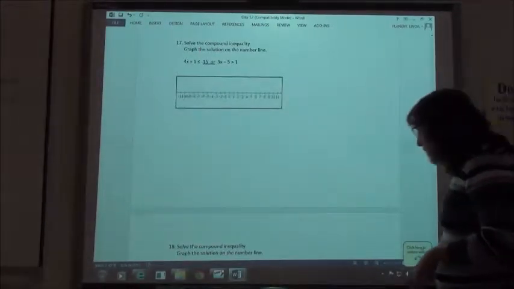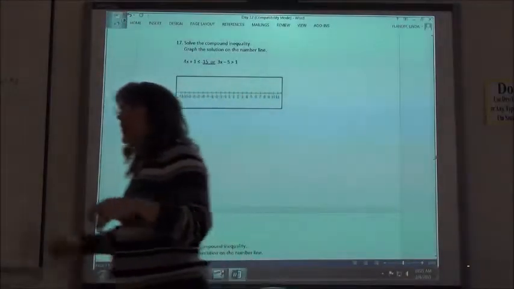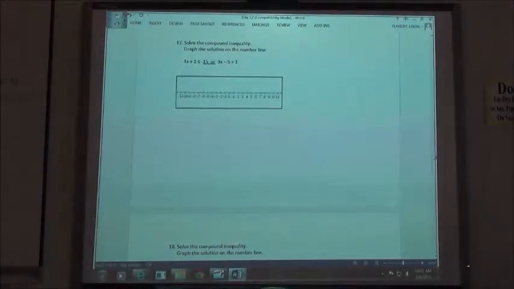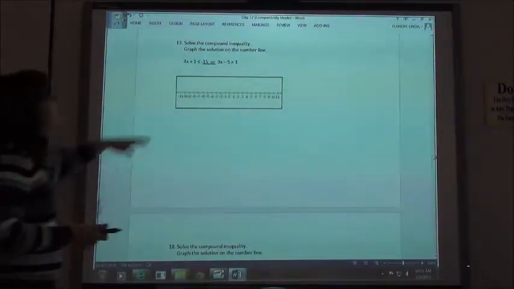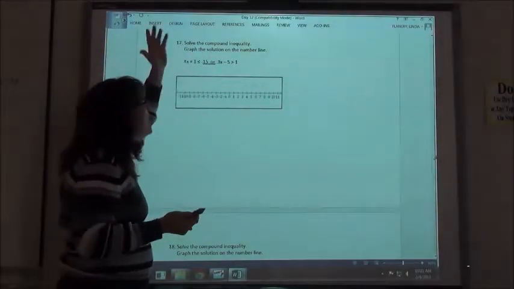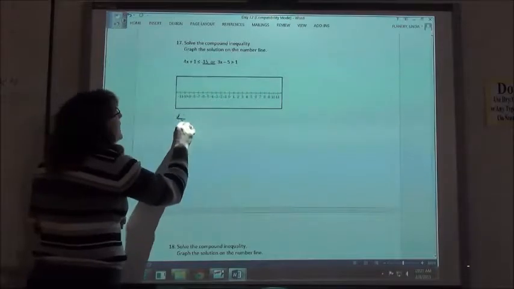Number 17 is one that has an or. To me, when I read that or, it tells me that when I get done with my answer, I'm either going this way or this way. It's not going to be in the middle. It's the two opposite ends. But we should get that when we solve it anyway. So on this one, we have two separate equations. We just have to solve them both separately.